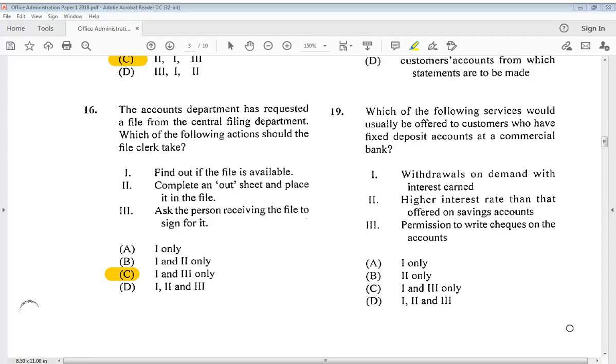So we know it would be B because it's a fixed deposit account. So you cannot make a withdrawal on demand. You can't do that. Nor is it a checking account. So we know 3 would be out. So fixed deposit has to do with a higher interest rate that is offered than savings account. Let's go to 20.